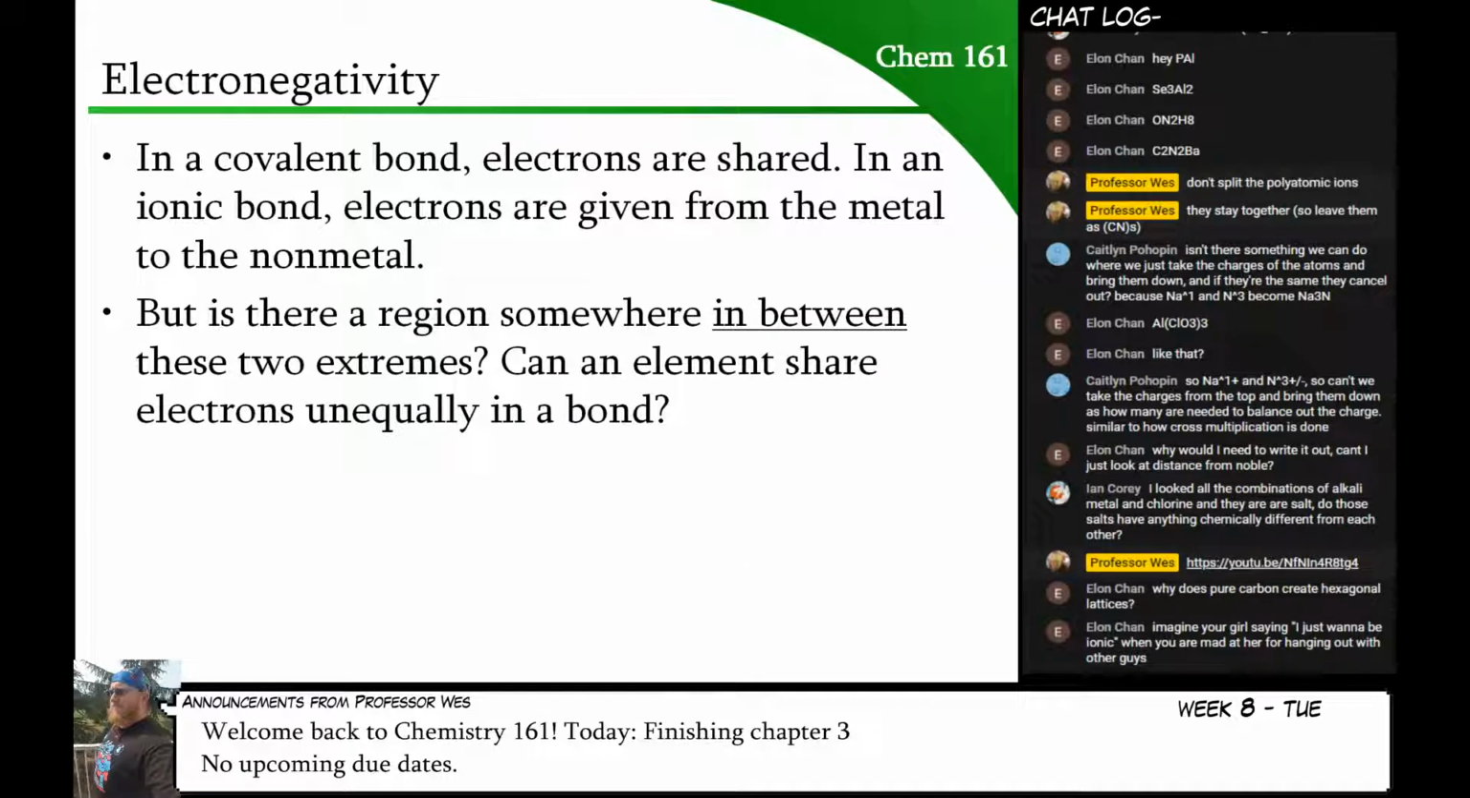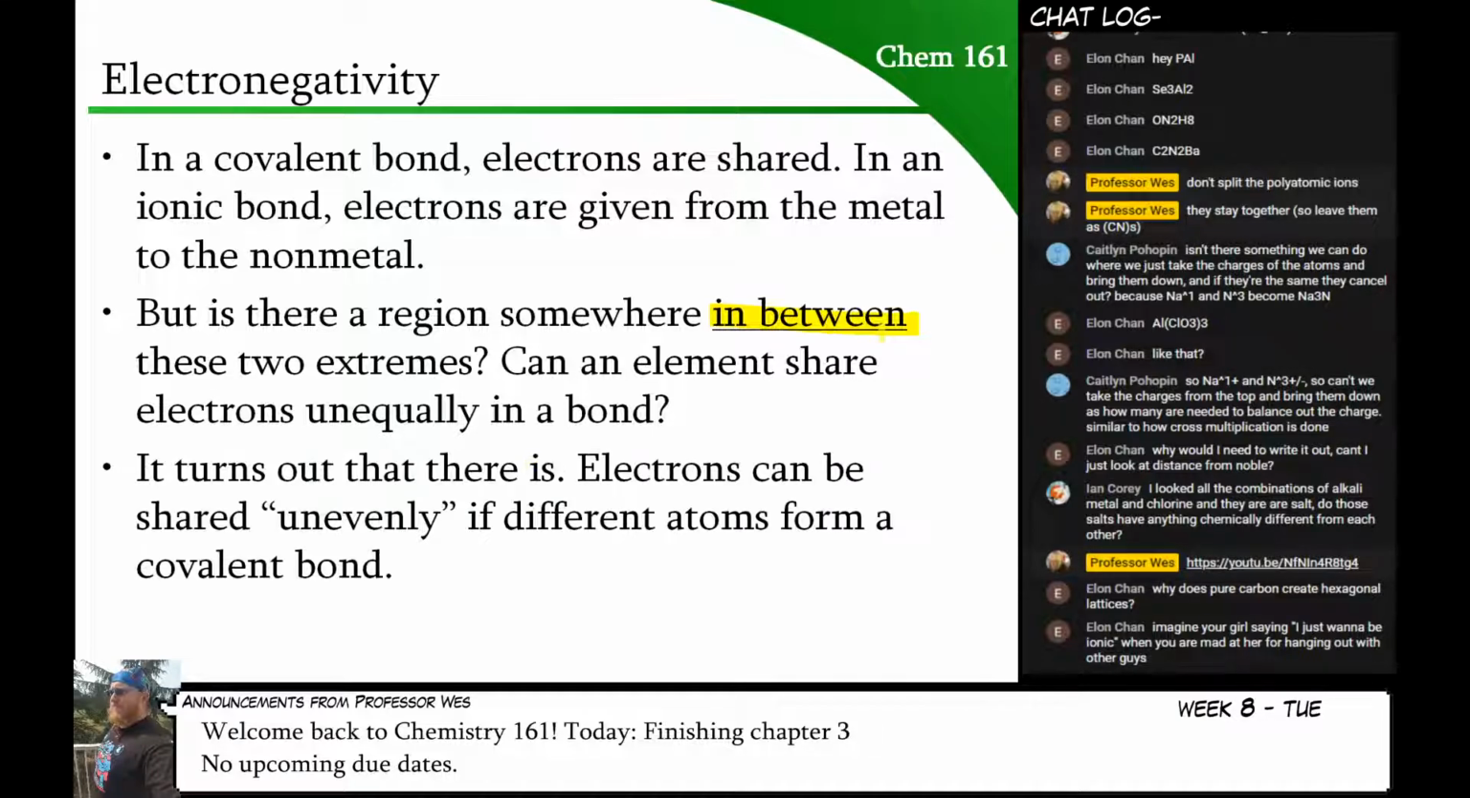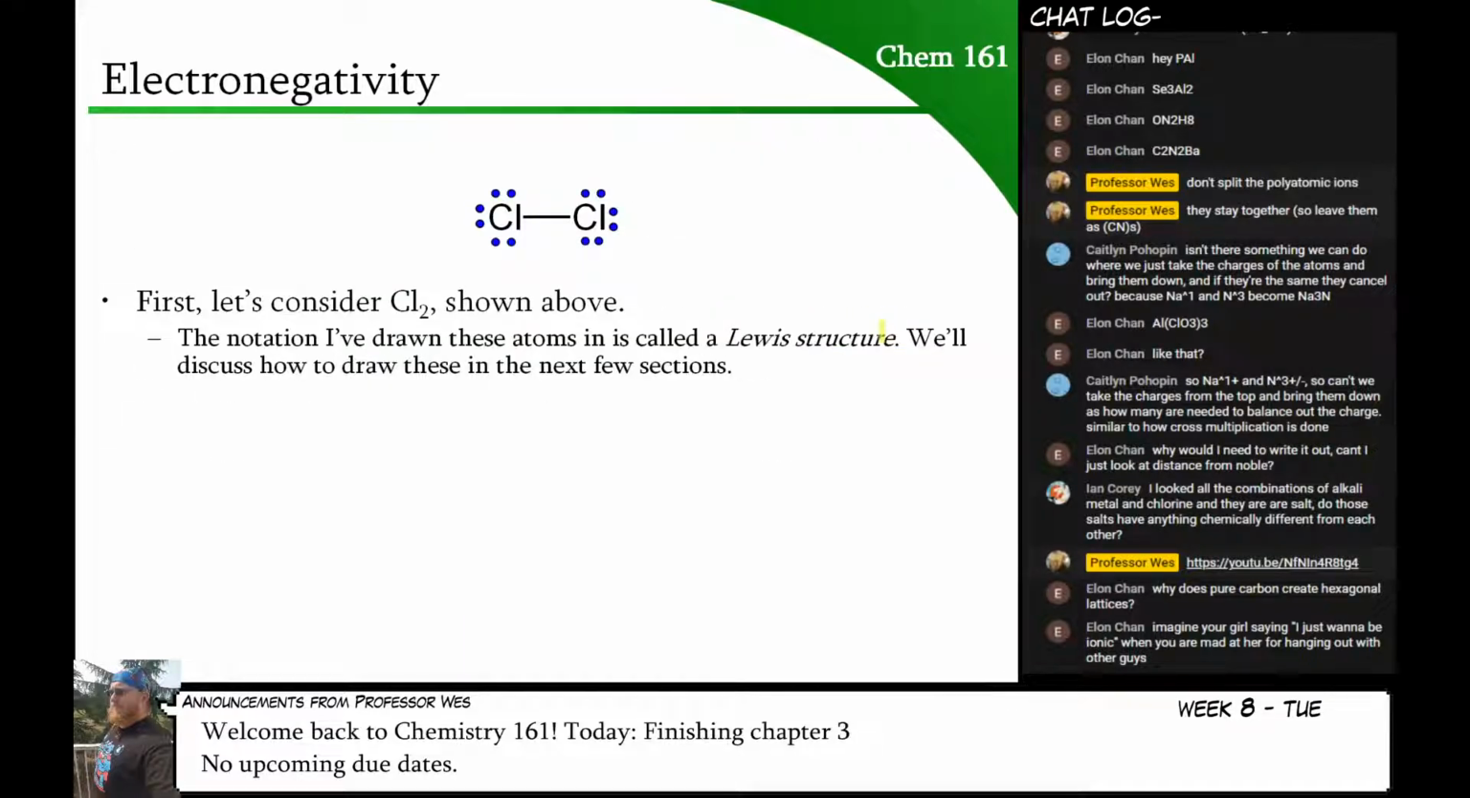So is there a region between ionic, where I just transfer electrons wantonly, and covalent, where I share electrons? And the answer is yes. Can electrons be shared unequally in a bond? Yeah, you just share them closer to one atom or the other. And so this is where the concept of electronegativity is introduced.